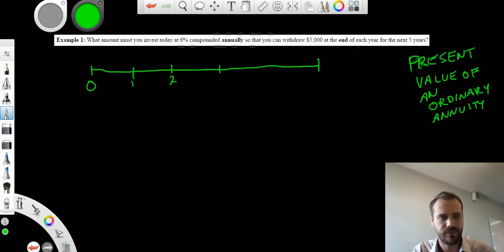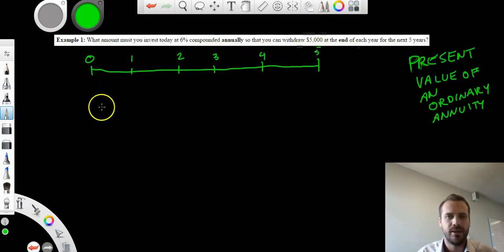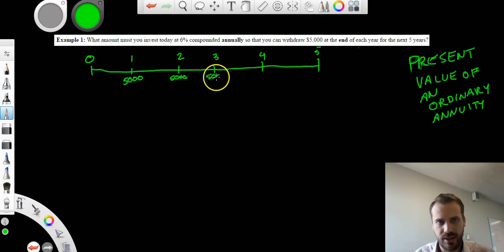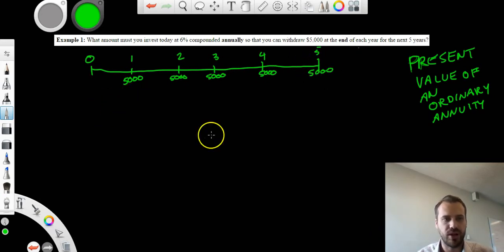Let's go back. Sorry, try to get in the habit of doing things consistently. Let's put the years up the top. 1, 2, 3, 4, 5. Now let's look at those payments that are coming out. There's going to be a $5,000 payment here that you pull out, $5,000 payment here, $5,000 here, here, you get the idea, and here. Now we need to know the present value of each of those individual 5,000s.